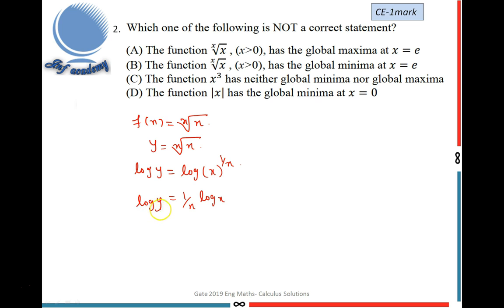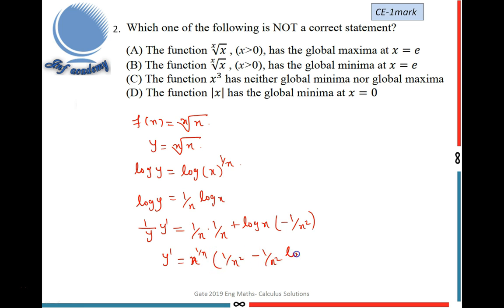Then I differentiate. I got log y differentiation is y dash by y. This is equal to, here I use the d of uv formula, 1 by x, log x differentiation is 1 by x, plus log x, 1 by x differentiation is minus 1 by x square, since x power minus 1 means minus 1 into x power minus 2, that is minus 1 by x square. So y dash equal to y into, what is the value of y? x power 1 by x, this is y, into 1 by x square minus 1 by x square log x.